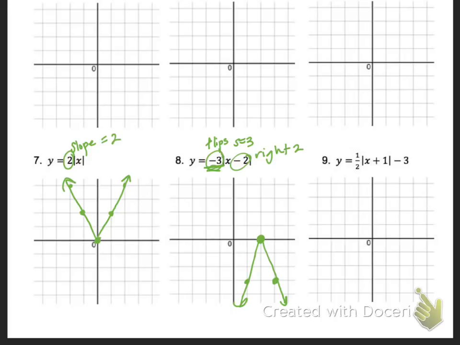And then last one, I have 1/2 in front. It's going to go left 1, down 3. Left 1, down 3. It doesn't flip or anything, but the slope is now 1/2. So if you remember this, I'm going to go up 1/2 over 1. Up 1/2 over 1. So you go up or down, whatever the slope is, over 1.